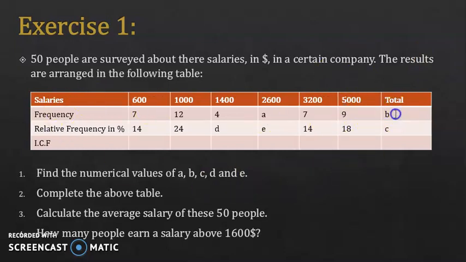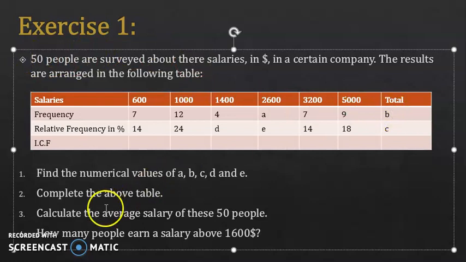Let's look at B, for example, which is the total frequency. In order to get the total frequency, you have two methods: either add the frequencies, but there's a problem because you don't have A, so we can't do this method, or by the definition of the total frequency, it's the total number of individuals in the population. In this case, the total number of individuals in the population is the total number of people surveyed about their salaries, which are 50 people. So now we know that B is 50.